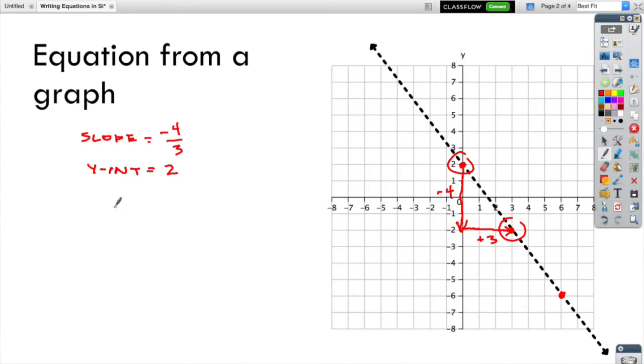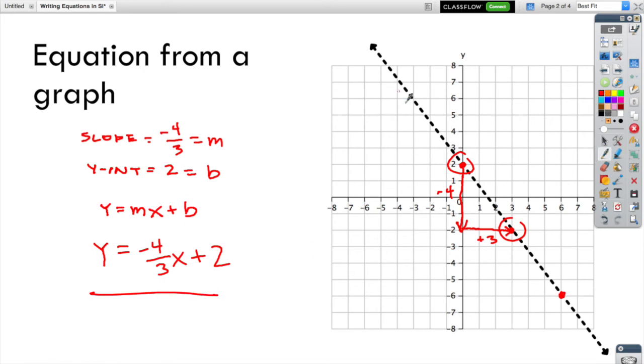All right, so then what we do is we finish reversing the process. The slope-intercept form of equation we've learned is y = mx + b, where m is just another way to say slope, and b is just another way to say y-intercept. And so we just plug these numbers into the respective spots. So our answer here would be y = -4/3 x + 2, with our y-intercept of 2. So this would be the equation that goes with this graph.